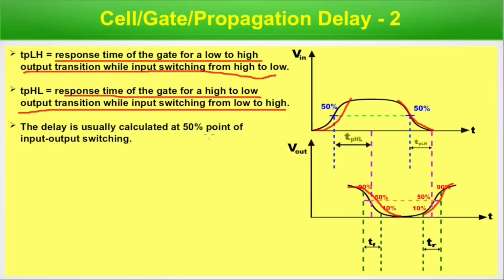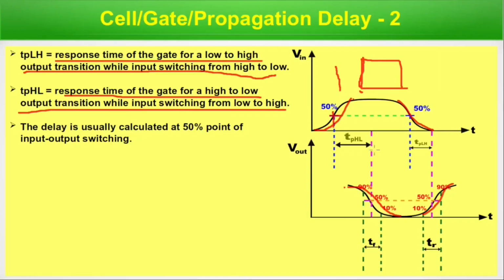The delay is usually calculated at the 50% point of input-output switching. Ideally, we assume the signal is rising just like that, a straight line. That means in the time domain it's instantaneous. There is no time delay. From 0 to 1, this transition happens instantly if we take the waveform like that. Actually, it doesn't happen. It takes some finite time to reach its peak value. So when we calculate the delay, we always do it at 50%. If that is the peak value and that is the minimum value, just exactly between them is called 50%. And here also, while it was high and it's going down, it's 50% of the transition from minimum to maximum.